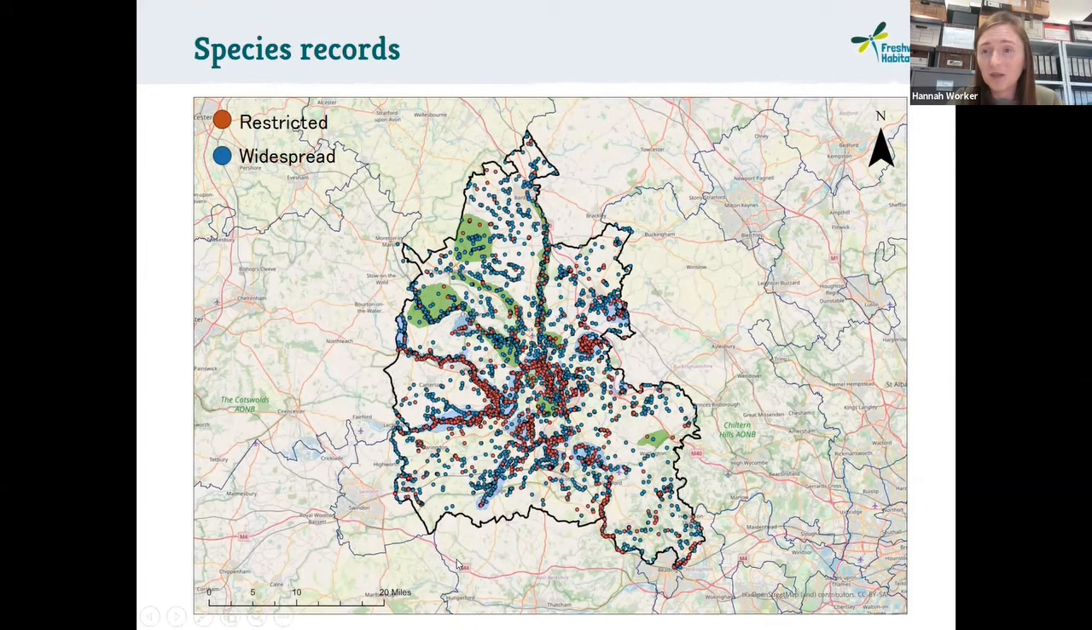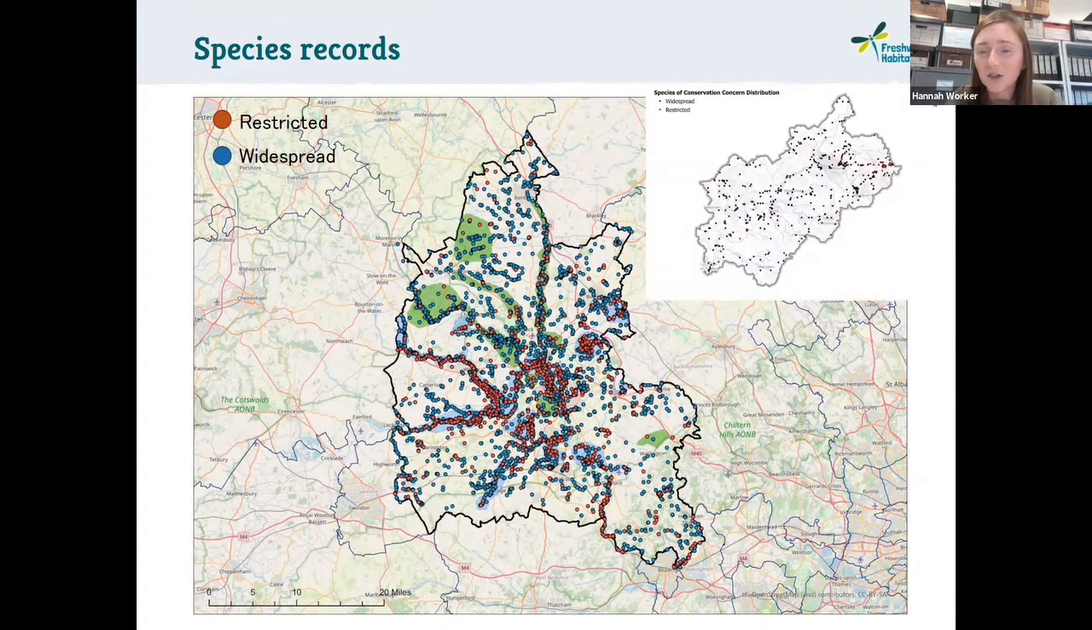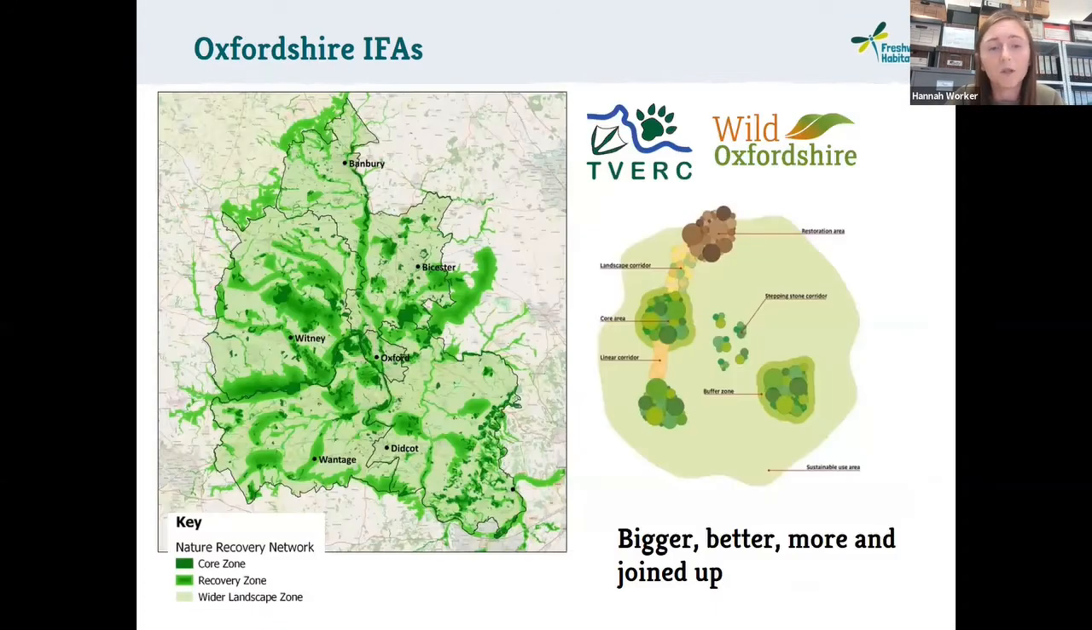Yes, and to show you the difference in the amount of data available. For Oxfordshire, the red shows the restricted species and the blue are the widespread, but you can see we had an awful lot more records to deal with for the area, compared to the Thame there. So the more data you have, obviously the better informed it is, but you can still pull out the IFAs and use that to inform the work, even when you're lacking very detailed information on the species.